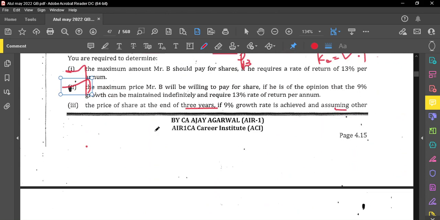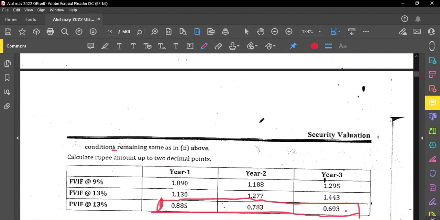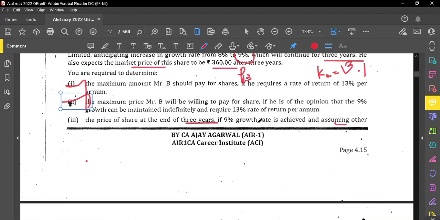Next, the price of the share at the end of 3 years, if 9% growth rate is achieved and assuming the other conditions remaining the same as above. If the growth rate of 9% is achieved after 3 years, what will be the price? If the growth rate is 9% constant, now we have identified the price at the end of year 0, but they are telling us to calculate the price at the end of year 3.